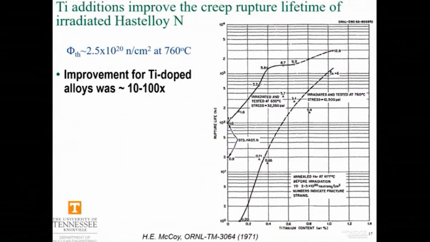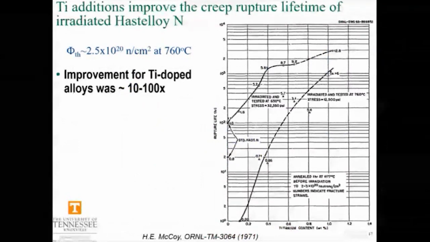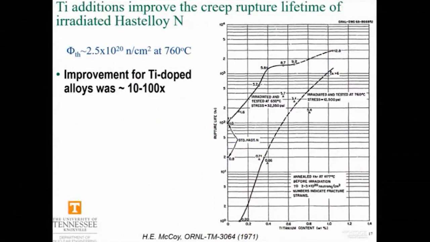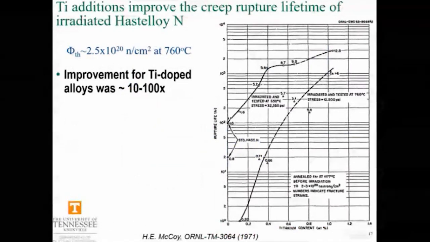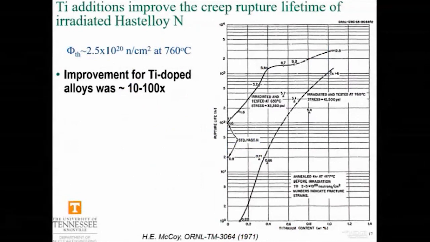But I think the key thing is to look at the rupture life versus the amount of titanium that was added. And you see this tremendous improvement in rupture life. It's going up, 10 to 100 times improvement in the rupture life just by adding a few tenths of a percent titanium to the Hastelloy N type of an alloy.